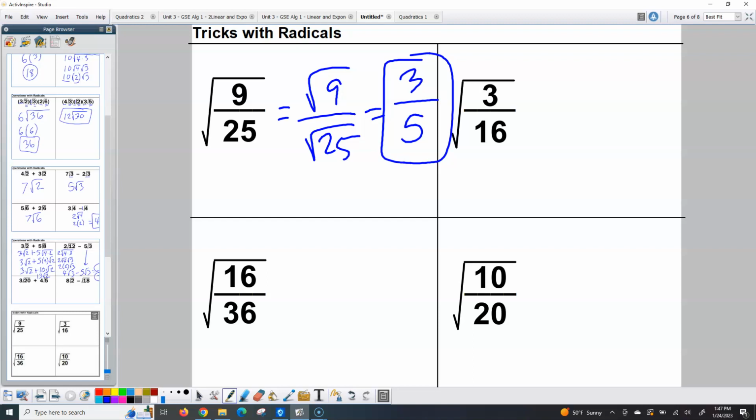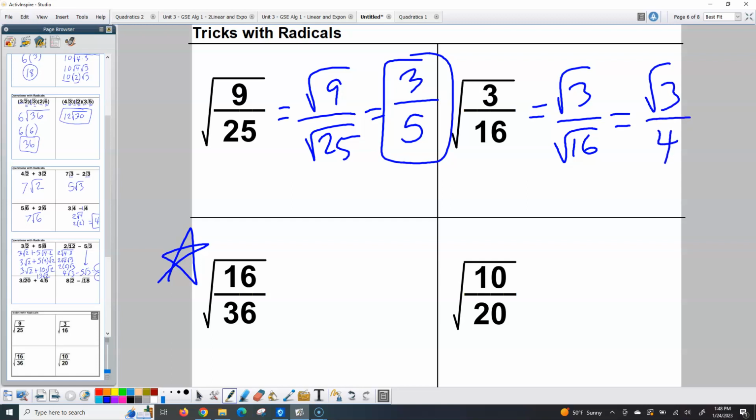And you could do something similar with this one. The one on the top right, when you separate it, square root of 3 over square root of 16, you can't really do anything with that square root of 3, but I know what the square root of 16 is. So that could be written as square root of 3 over 4 as your final answer.